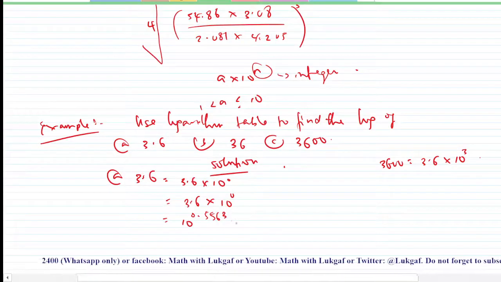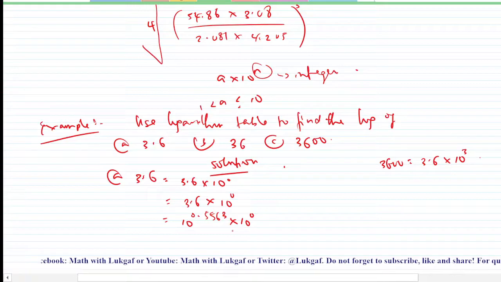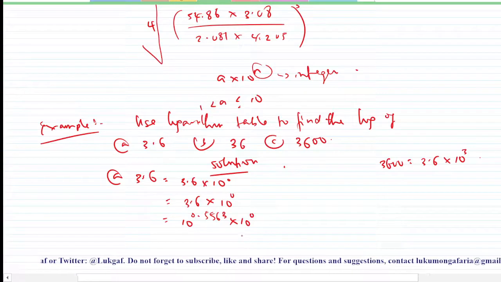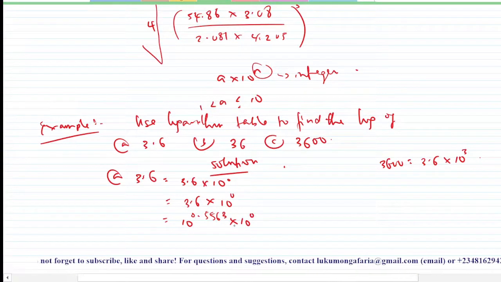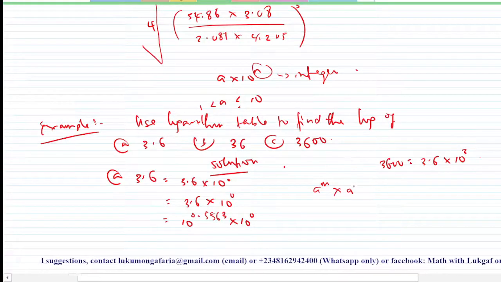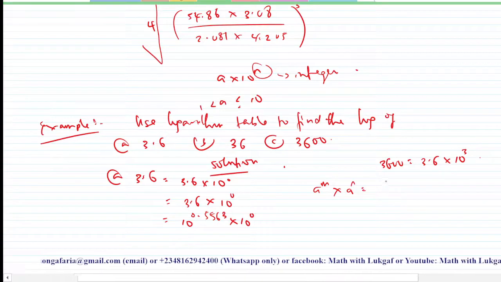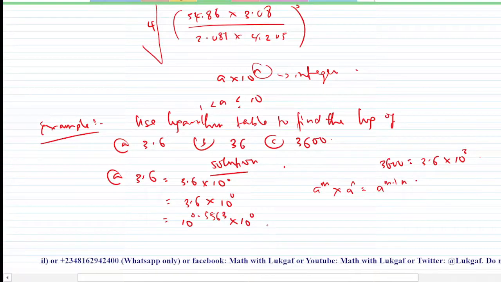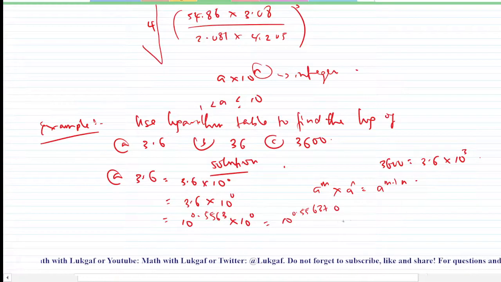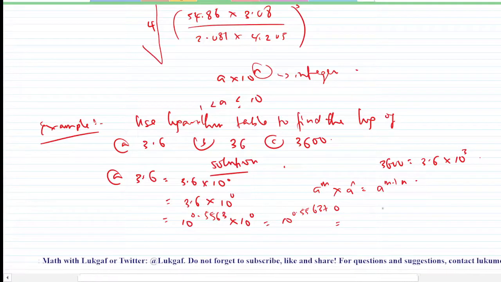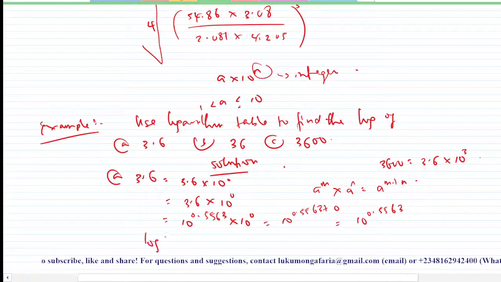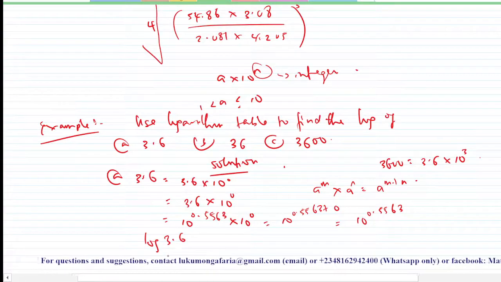So if that is cleared, then you go back here. This will give me multiply by 10 raised to power 0 again. You can see that you have indices here, and the relationship between the two indices is multiplication. Don't forget, I told you in the previous video, a raised to power m multiplied by a raised to power n gives a raised to power m plus n. Then this is going to give me 10 raised to power 0.5563 plus 0, which gives 10 raised to power 0.5563.